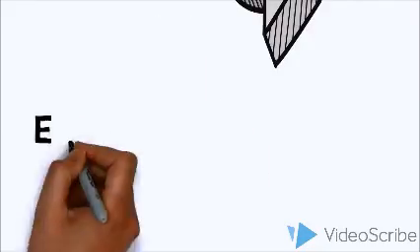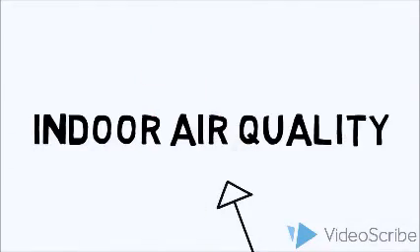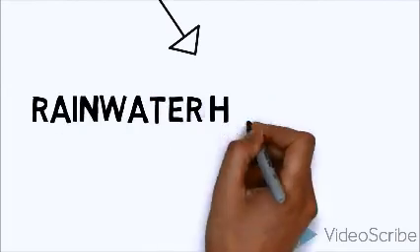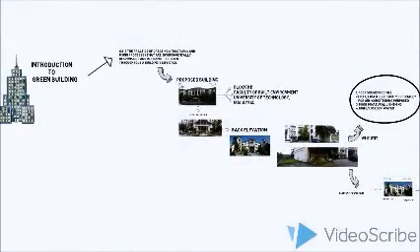There are 6 elements to be sustained for this building, which are indoor air quality, energy efficiency, glazing, rainwater harvesting system, photovoltaic, and green material.